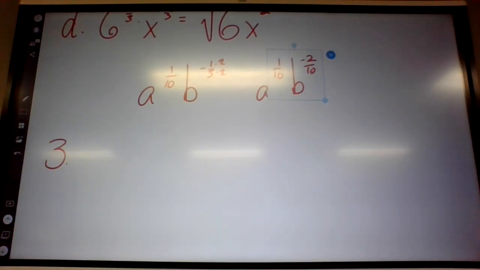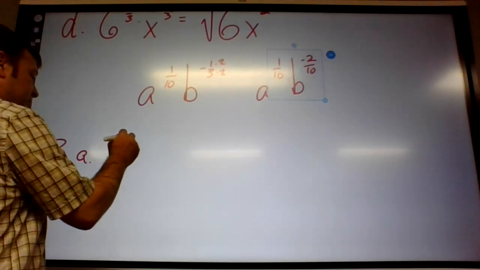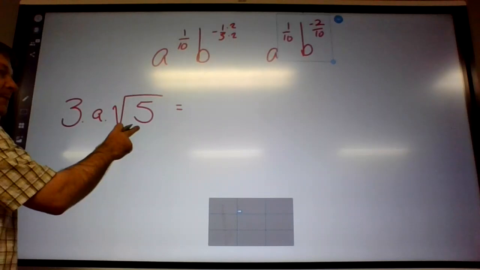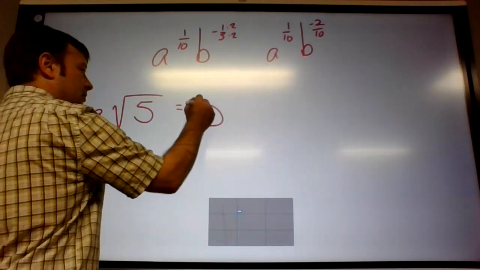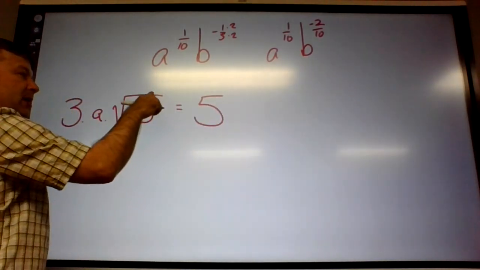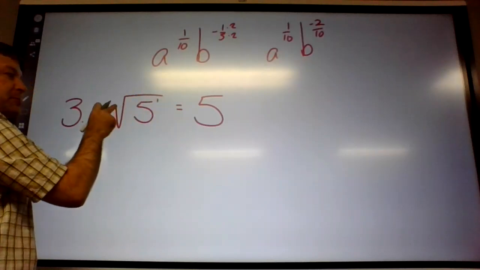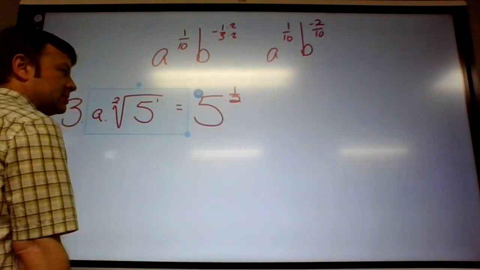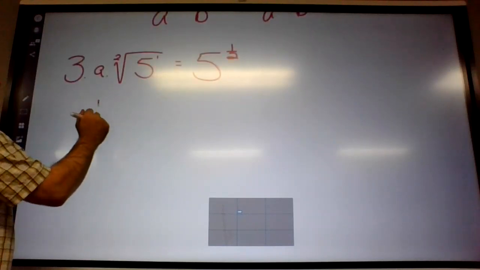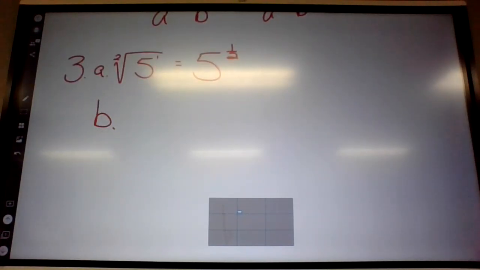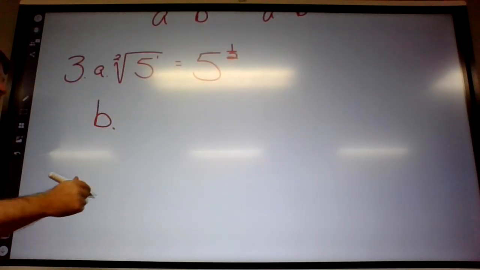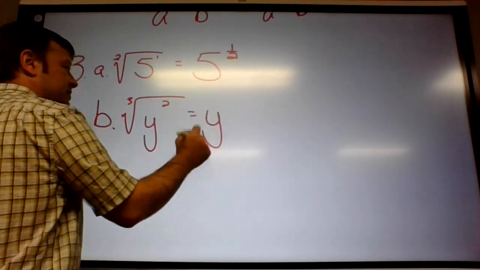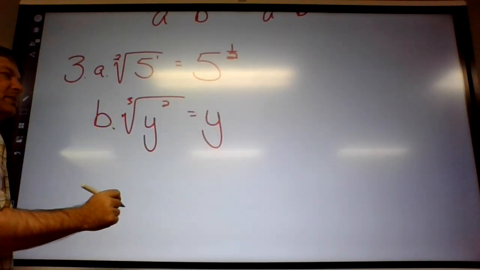Okay, on 3, we're doing the same thing, going the opposite direction. So this is 5 to the what power? Okay, what's the invisible power right here? 1. And what's the invisible root right here? 2. So this is 5 to the 1/2 power. Square root of 5. Okay, so this would be y to the 2/3.